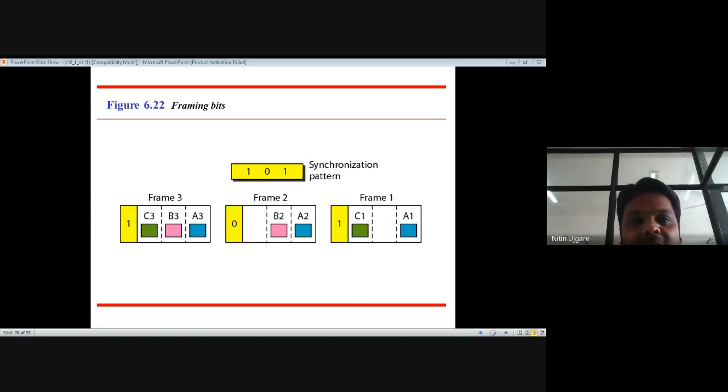Then the last one is the framing bits. It is sometimes also referred to as framing synchronization. Synchronization between the multiplexer and the demultiplexer is the major issue. If the multiplexer and the demultiplexer are not synchronized, then a bit belonging to one channel may be received by the wrong channel. That's the reason synchronization is very important.